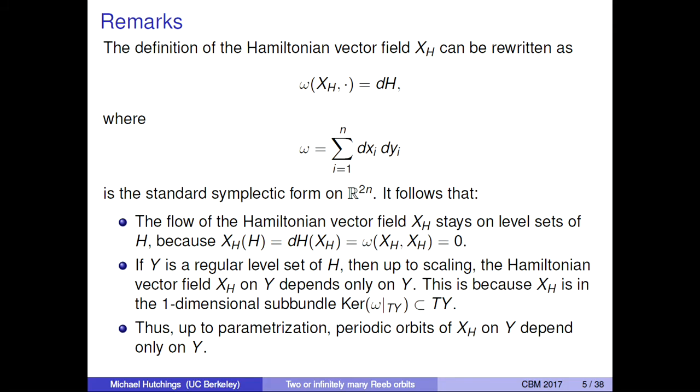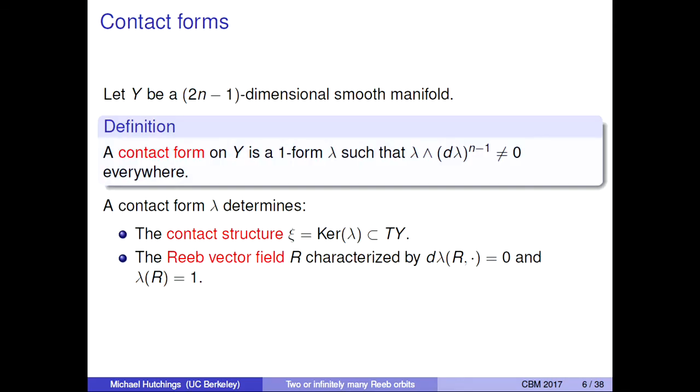Now, to discuss this question, it helps to rephrase it in a more general language. So let me start over. Okay, so we're going to start with an odd-dimensional manifold Y, which you could think of as a hypersurface in R^2n, but it could be more general. And a contact form on Y is a one-form lambda such that lambda wedge (d lambda)^(n-1) never vanishes.